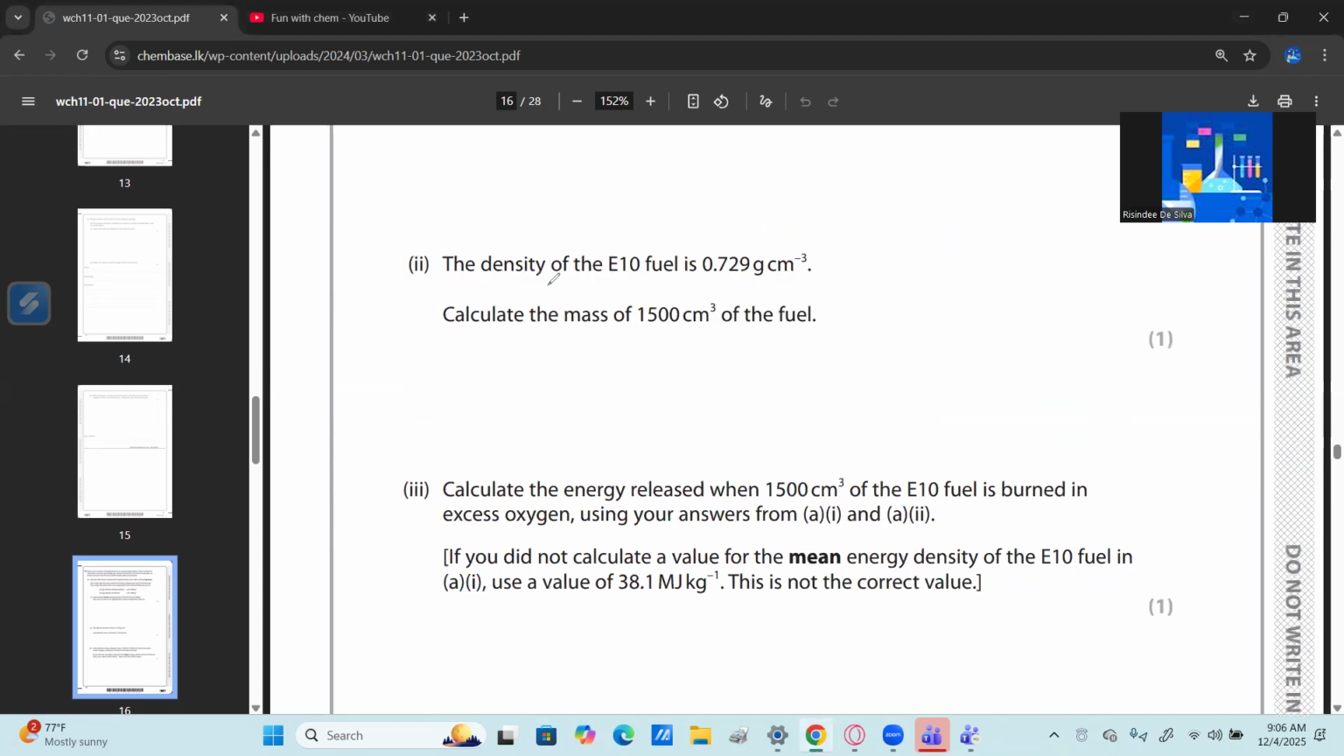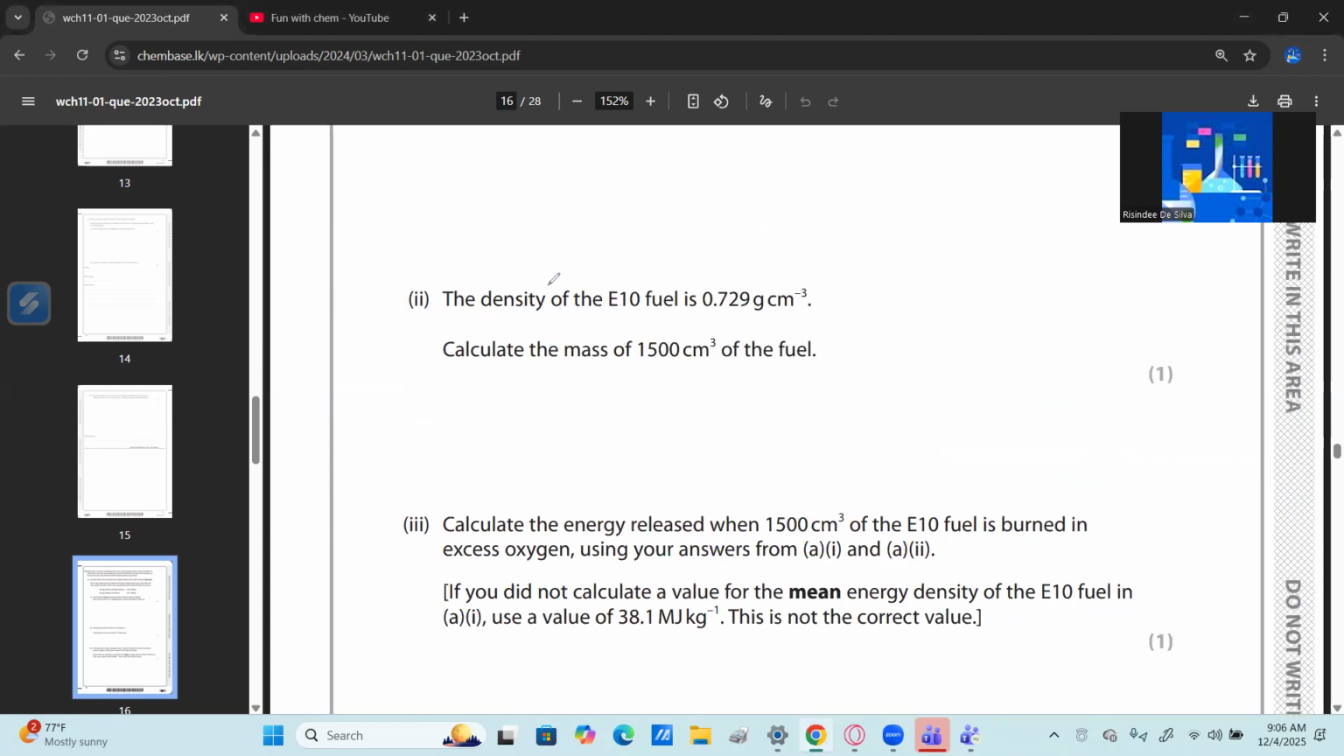The density of the E10 fuel is 0.729. Calculate the mass of 1500 of the fuel. Density is given by mass over volume. Mass is equal to density times volume, which is 0.729 into 1500. You get the answer as 1093.5 grams.